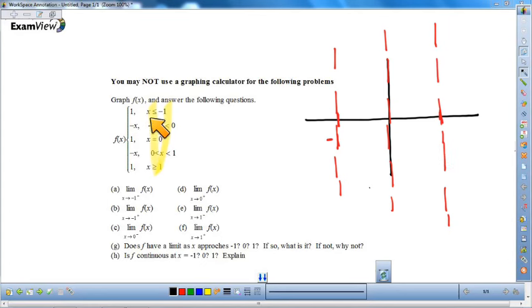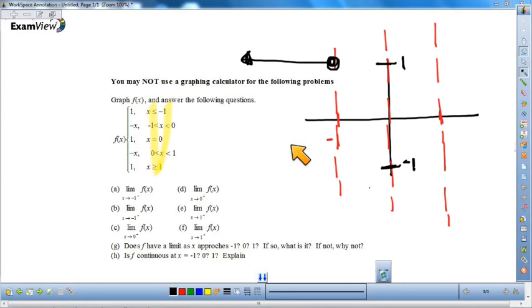The first graph is to the left of -1, so it's going to go on this last part of the graph. It's going to be y equals 1. So y equals 1 is a horizontal line going to the left. It's actually going all the way across, but because I only want it to the left, I'm only going to draw it on the left. And it's a closed circle because it's also equal to -1.